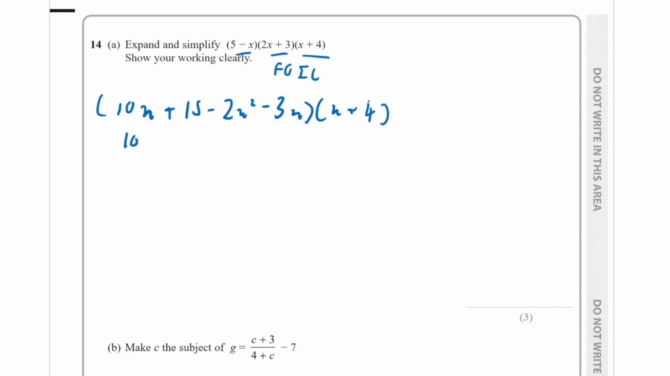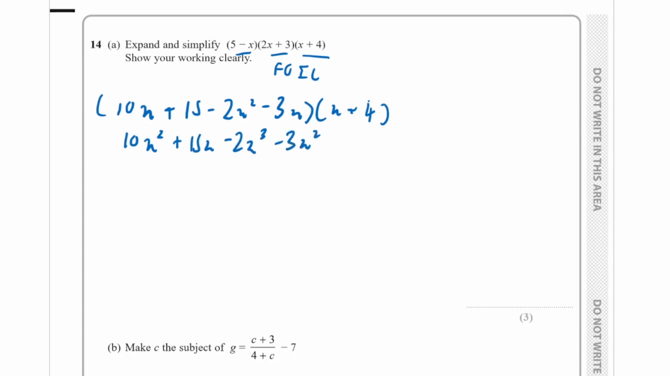x times 10x is 10x squared. x times 15 is 15x. x times negative 2x squared is negative 2x cubed. x times negative 3x is negative 3x squared.